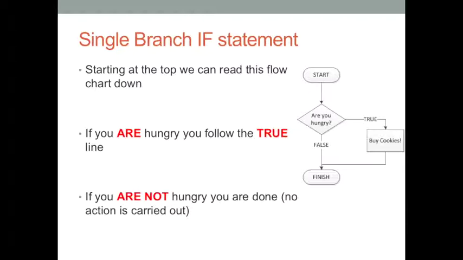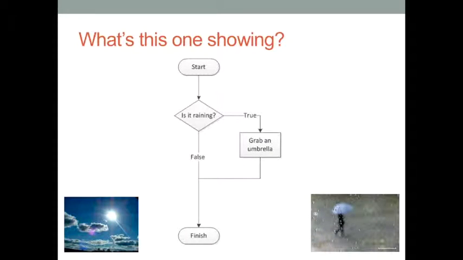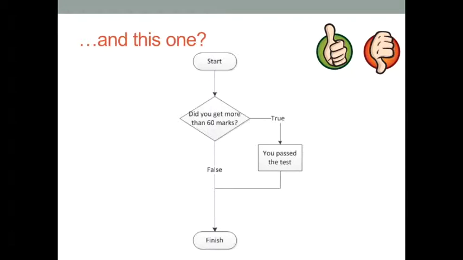So as I've just explained, if hungry is true, if you are hungry, follow the true path. If false, if you're not hungry, do nothing. Okay, so this one is just showing if it is raining, grab an umbrella. If raining is equal to true, grab an umbrella. If your marks are greater than 60, you pass the test. Otherwise, you didn't pass the test.